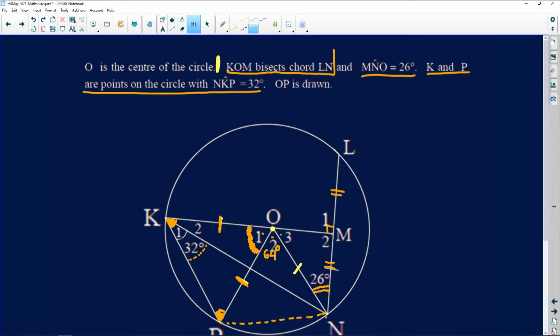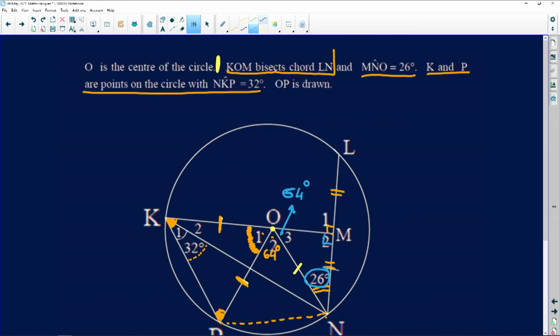Now look at this. We haven't used the 26 yet. The 26 lies over here, in a right-angled triangle. So the angle at O3 is going to be, what is it? 26, 64, it must all add up to 90. So that is 64 degrees, O3.